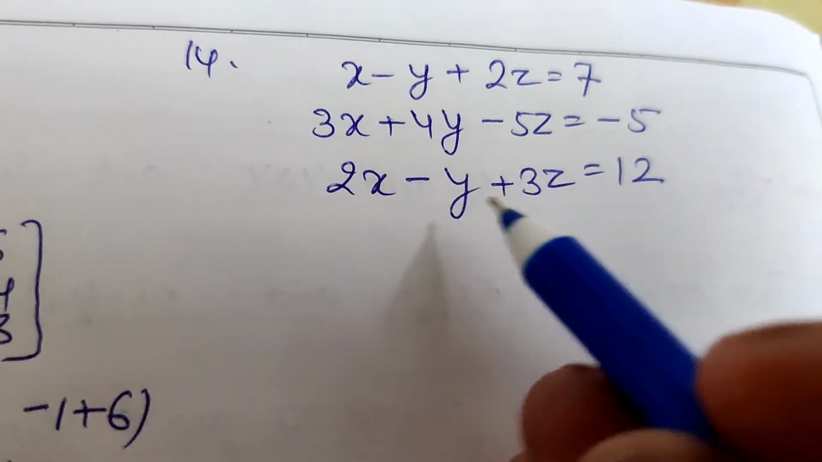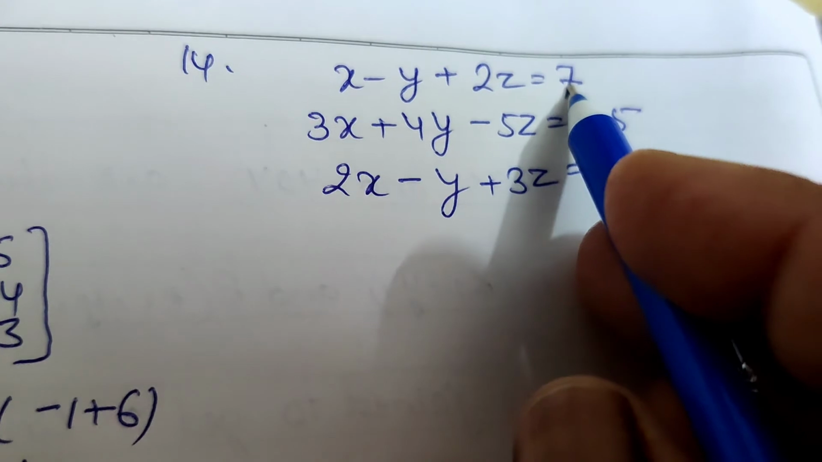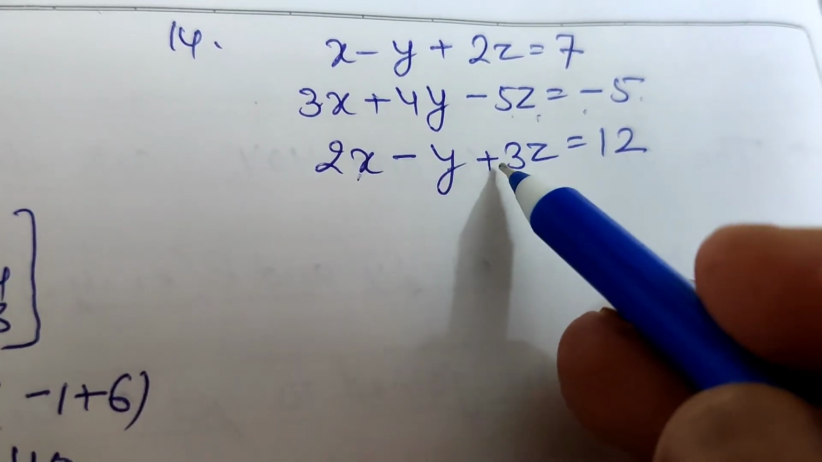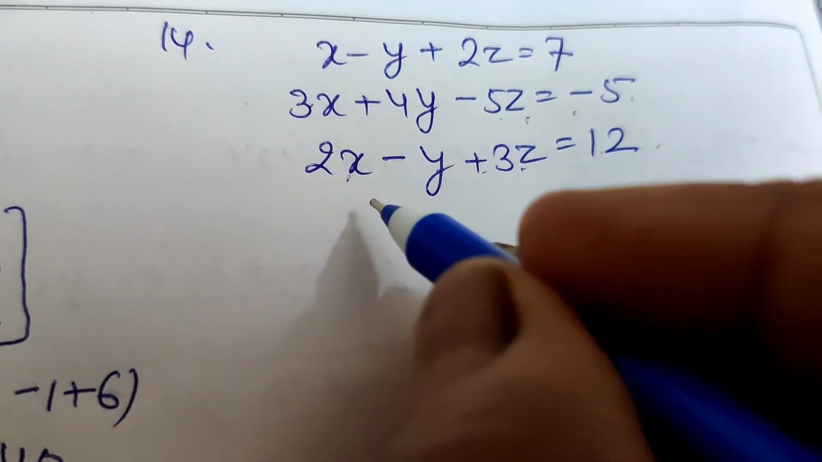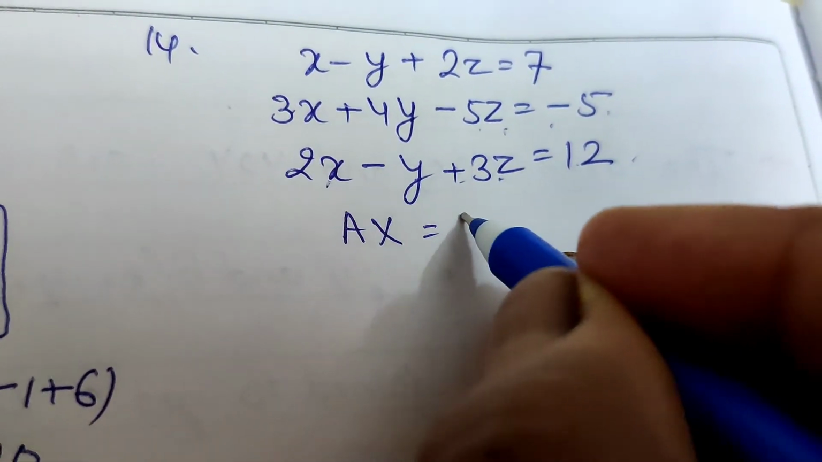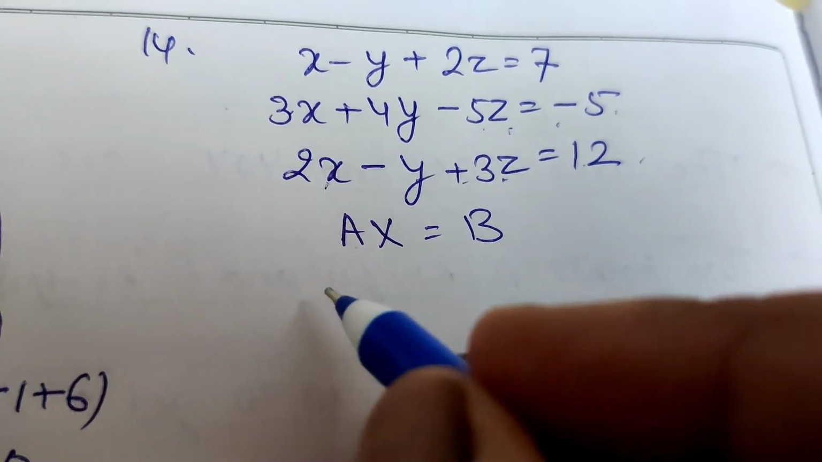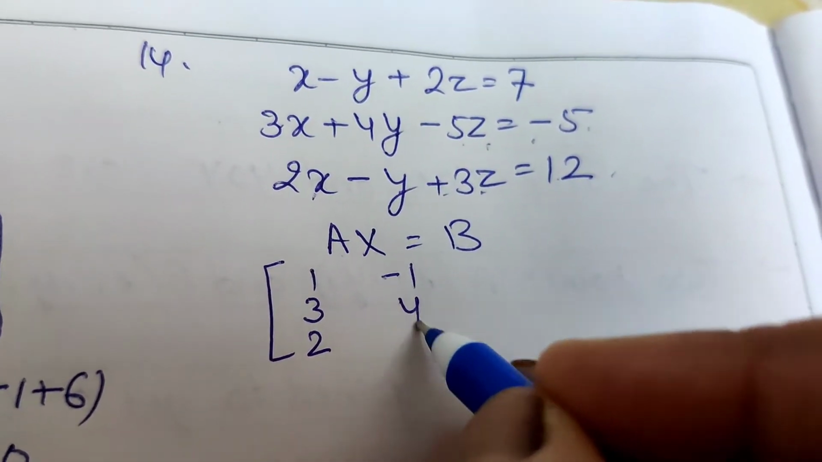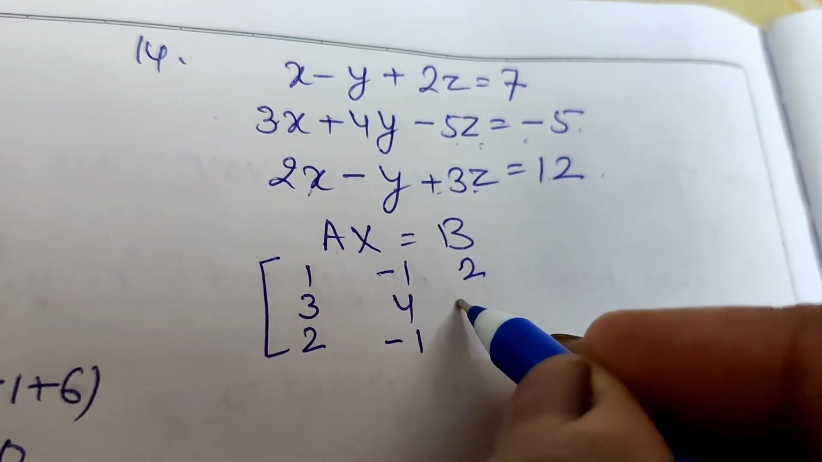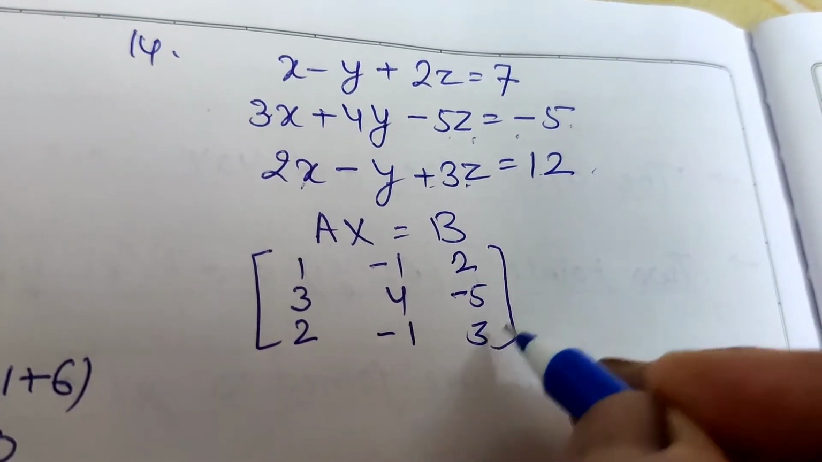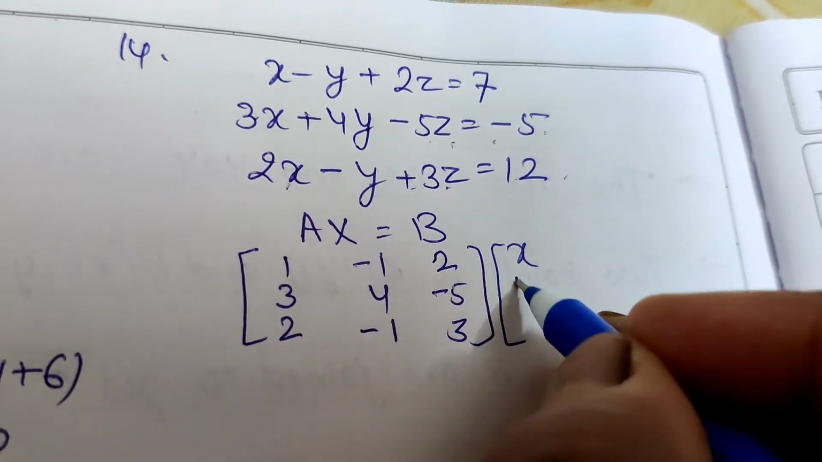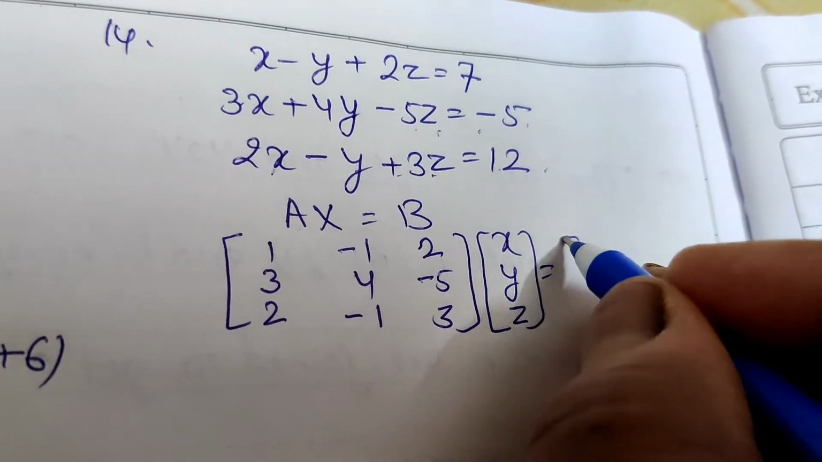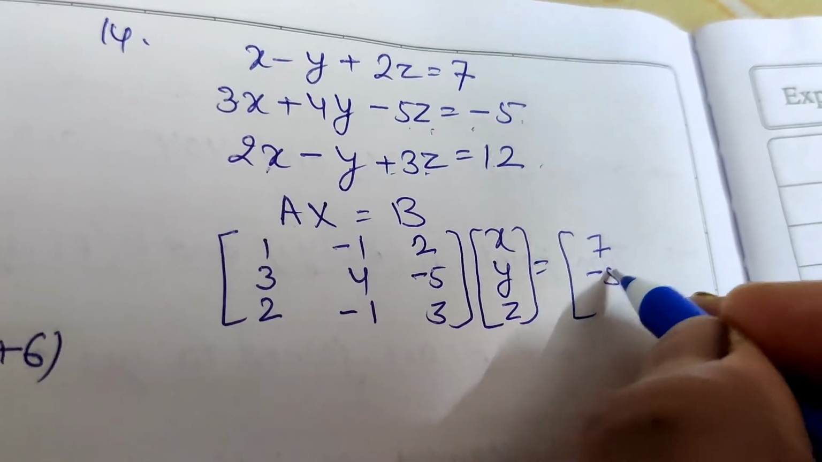The question 14 is x minus y plus 2z equal to 7, 3x plus 4y minus 5z equal to minus 5, 2x minus y plus 3z equal to 12. These equations can be written in the matrix form AX equal to B. Now A is 1, 3, 2; minus 1, 4, minus 1; 2, minus 5, 3. And X is a matrix of variables. These are the variables x, y and z. And B is 7, minus 5 and 12.